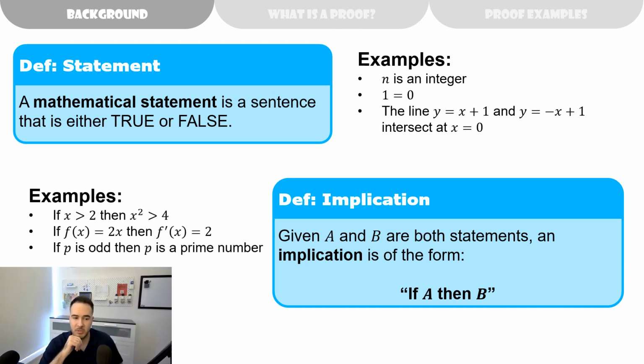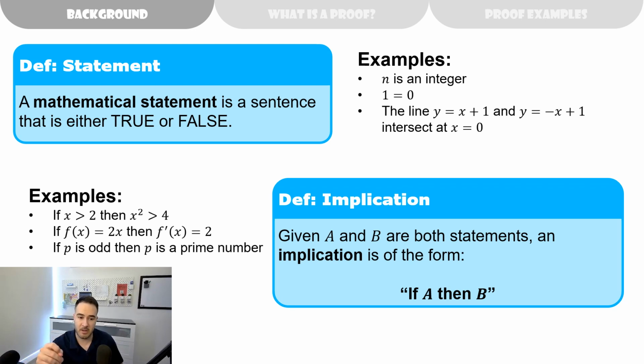So, some examples of these are: if x is greater than 2, then x squared has to be greater than 4. That one is a true implication. If f of x is equal to 2x, then f prime of x is 2. This is true as well.